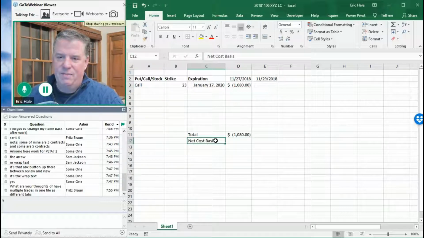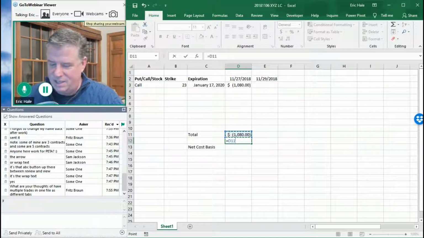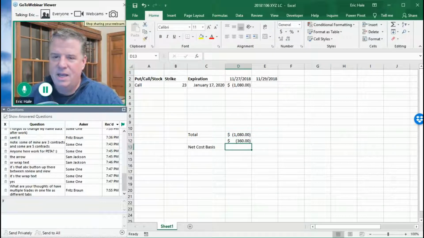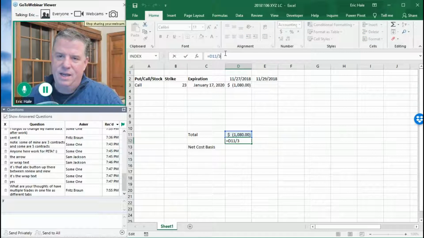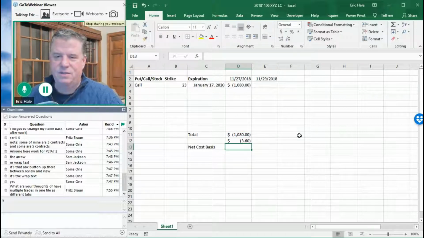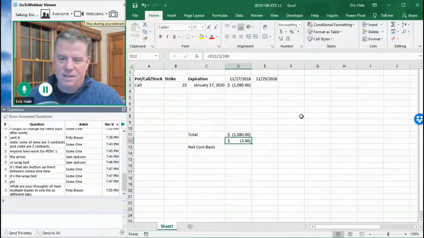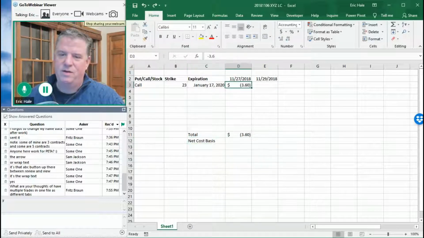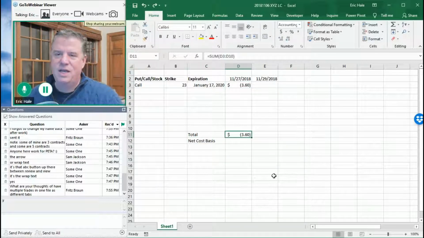I could do the same thing, and then if I wanted to figure out what my net cost basis per share was, we could do another column. I could just come back and divide that by 3, and divide it by 100 as well. So that's 360. So I could go back to the per share basis if I wanted to do it that way. We're going to stick with this convention because I think it's easier.